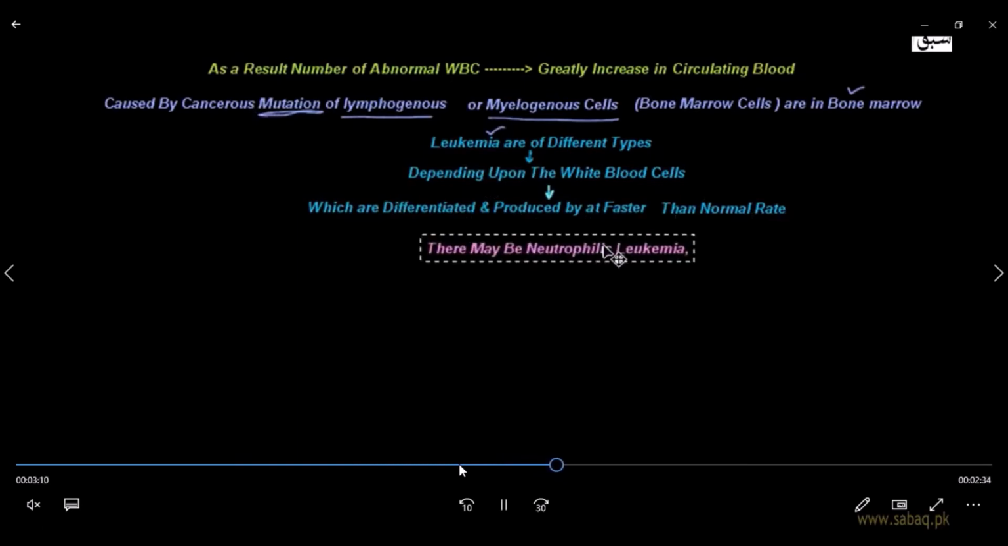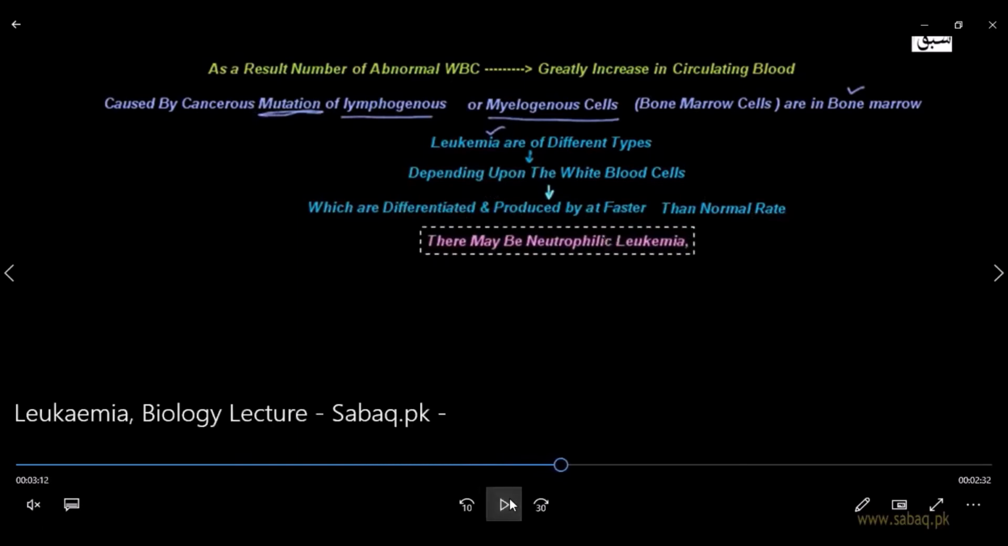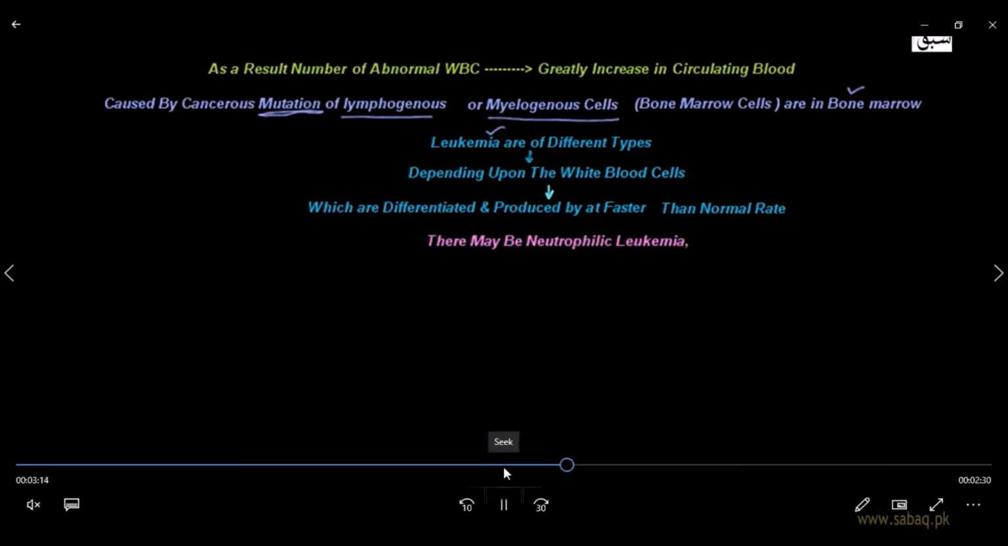Now, there is one more characteristic of such cells: when they are produced abnormally, they have a lesser lifespan as compared to the normal white blood cells. They are differentiated and produced at a faster rate than the normal rate. Now, if it is the abnormal production of your neutrophil cells, it will be known as neutrophilic leukemia.